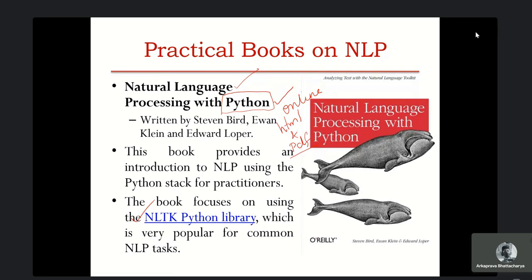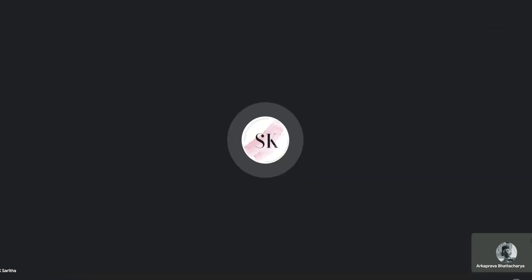I hope you got a glimpse of what natural language processing is and how important it is. I hope this is clear to everyone. Yes, ma'am.